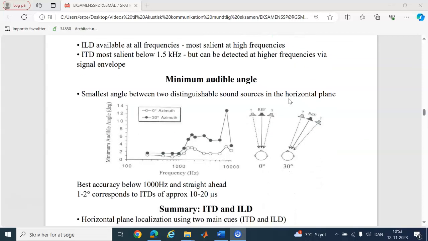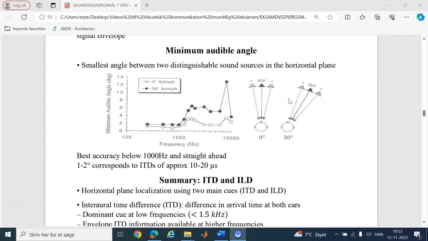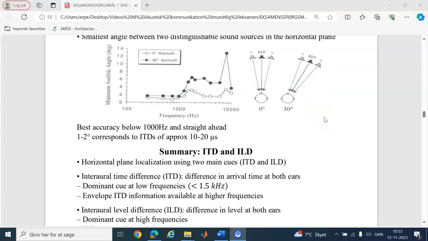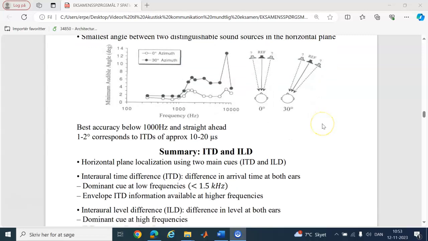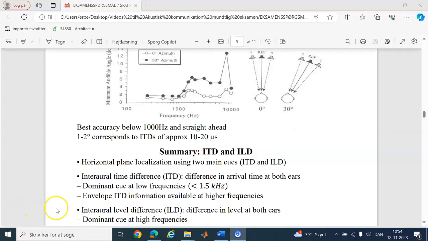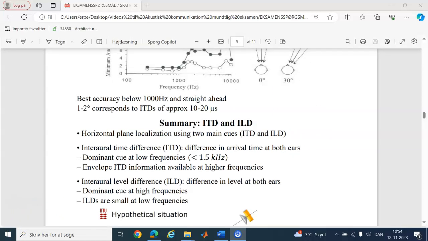Minimum audible angle: the smallest angle between two distinguishable sound sources in the horizontal plane. It depends on the frequencies. At high frequencies, the minimum angle is bigger than at lower frequencies, especially if there is an azimuth angle. Okay, part 1.